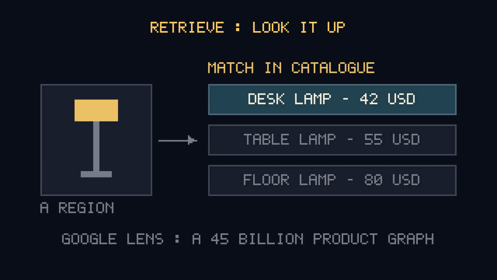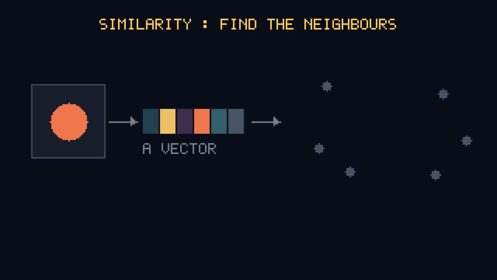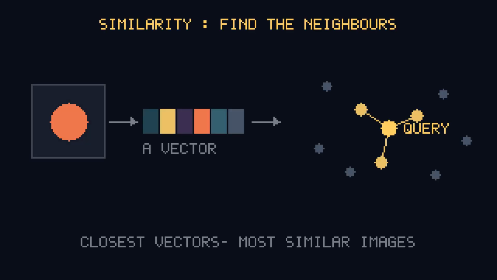Retrieve is looking things up. You've isolated a region, now match it against a catalog or a knowledge graph to find out what it actually is and what it costs. Google Lens's 45 billion product graph is the stage. And lastly, similarity. Similarity is finding the neighbors. Turn it into a vector, search for the closest other vectors. So essentially, if you're trying to find similar images to the one you're interested in.